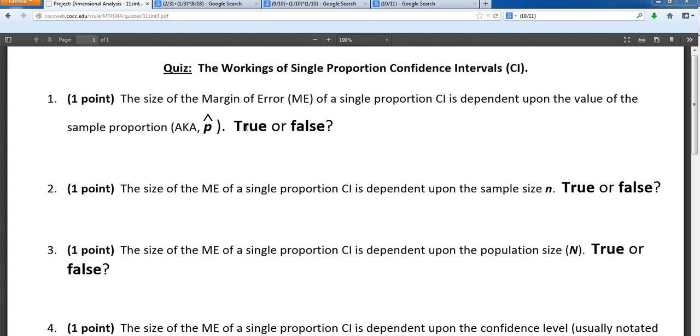Definitely true. If you look at the margin of error calculation, p hat is part of the calculation, which means it is dependent upon that. So it's true. The size of the margin of error is dependent upon the sample size. True or false? Definitely true.